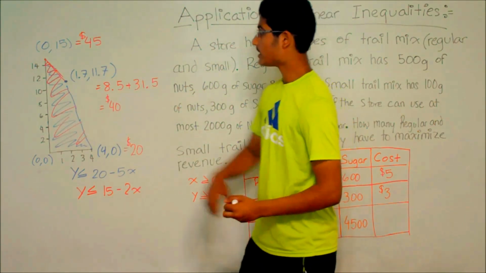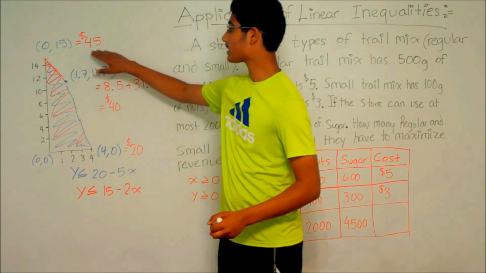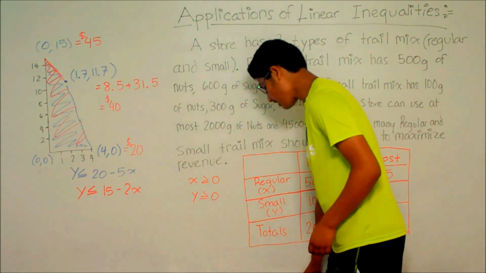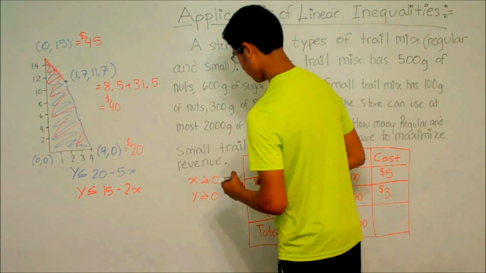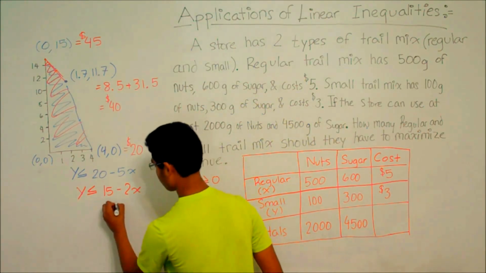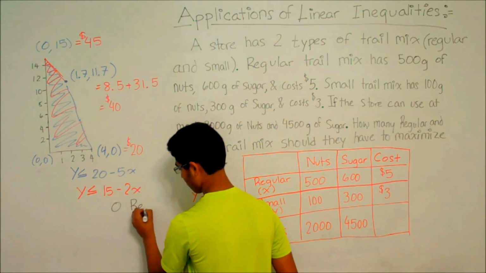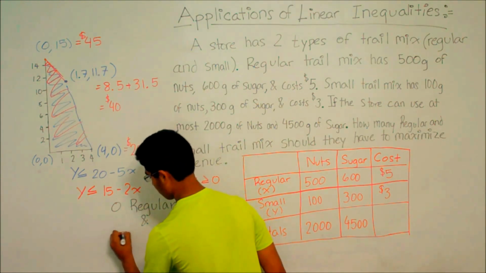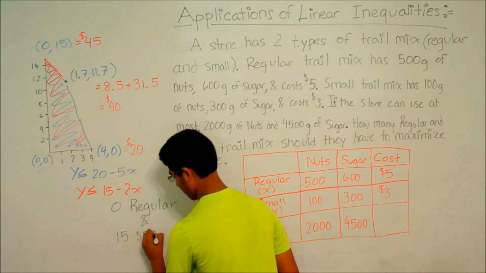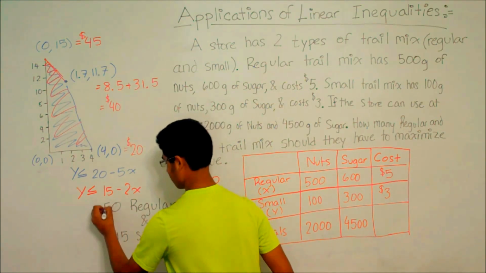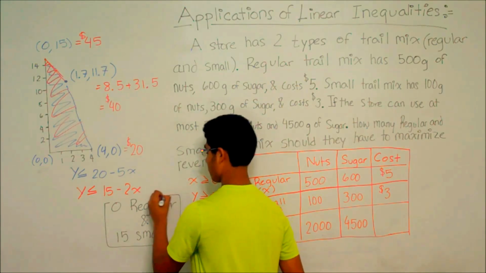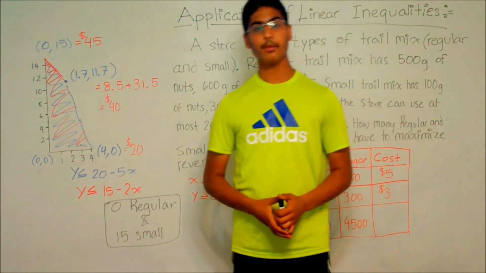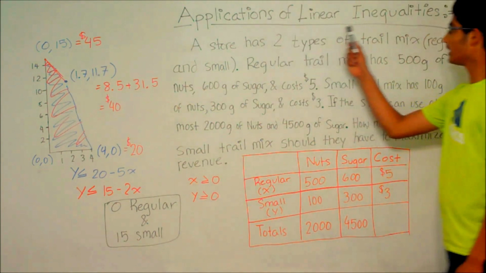So as we can see, 0 regular and 15 small makes the most amount of money, which is $45. So the answer to this problem is 0 regular and 15 small. Today we learned about applications of linear inequalities.